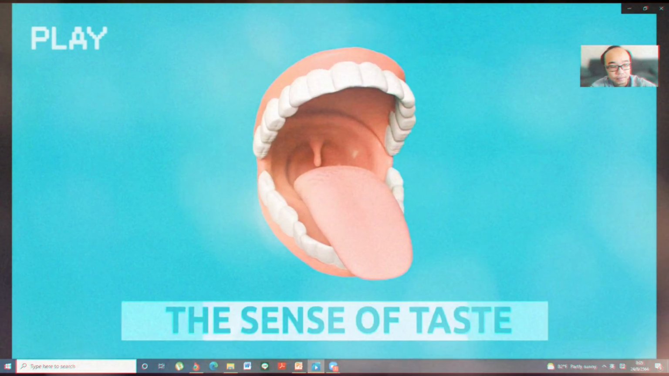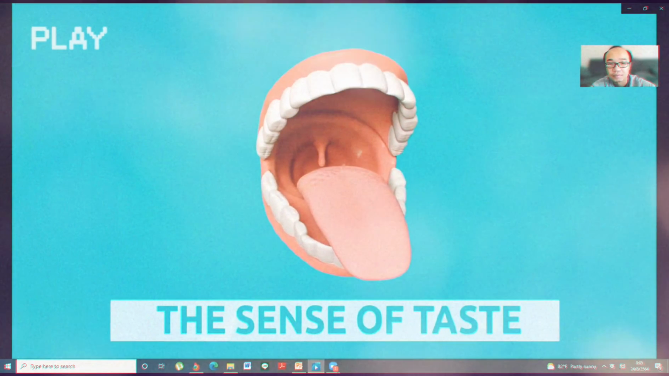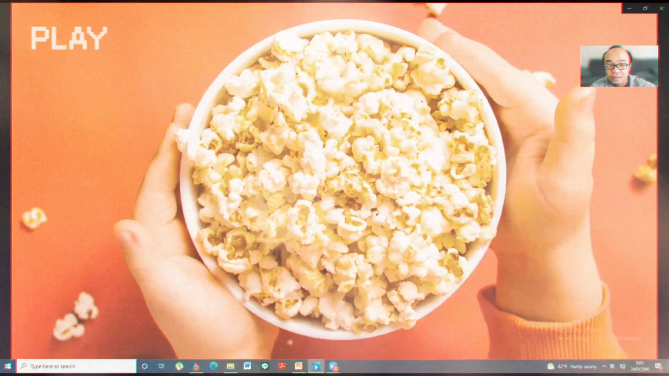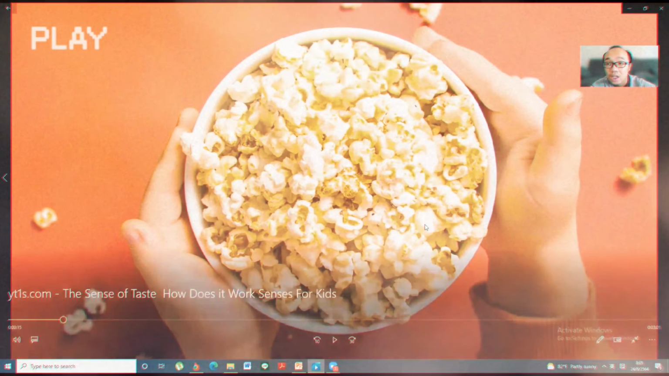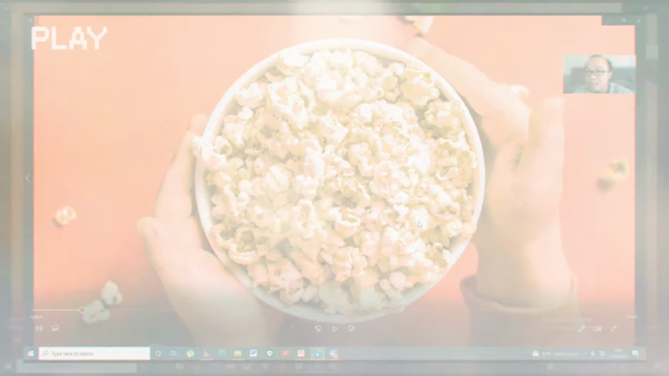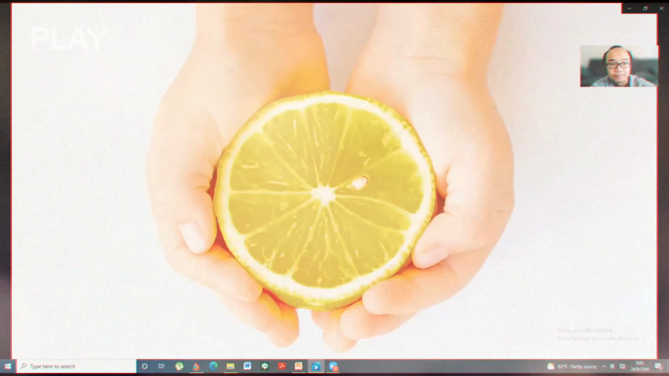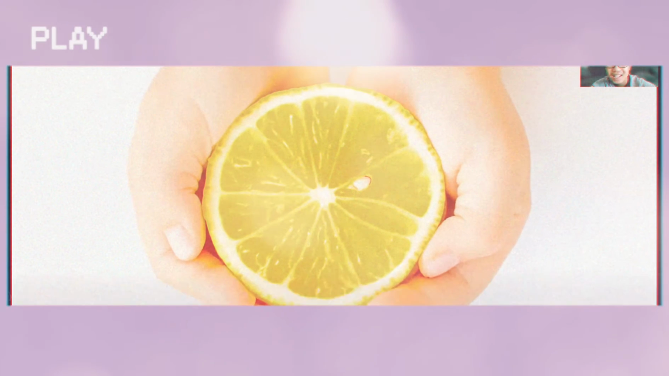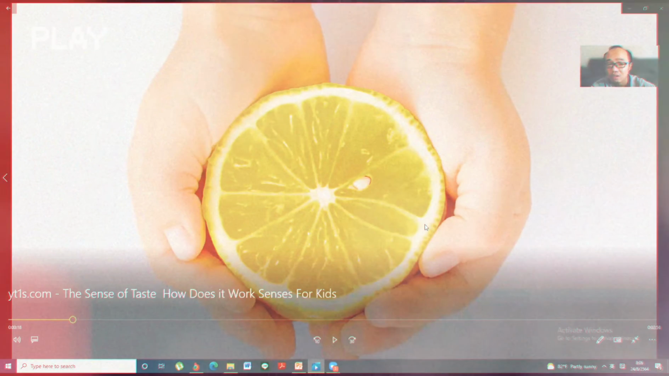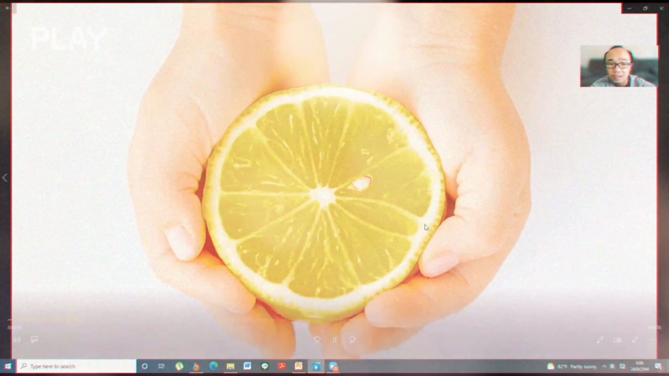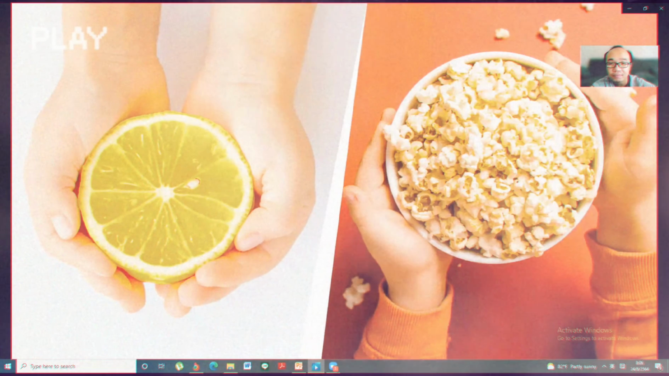Today we're going to learn about the sense of taste. This is the tongue inside our mouth. Have you noticed how salty this popcorn is? Salty, like he mentioned just now, salty is mean เค็ม รสเค็ม salty. Or how sour this lemon is. Lemon is sour. Okay, sour is mean เปรี้ยว รสเปรี้ยว sour. Why do foods taste differently?